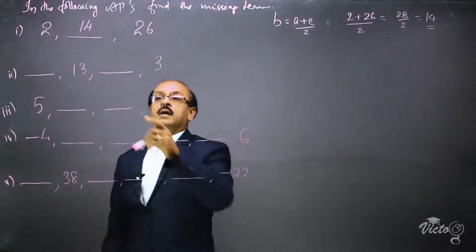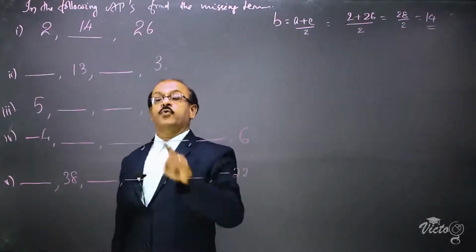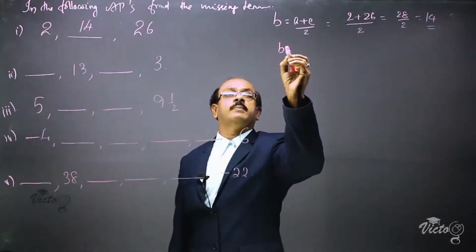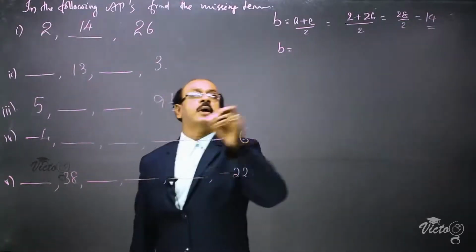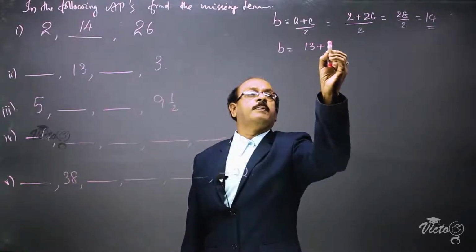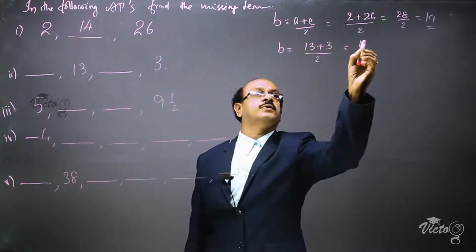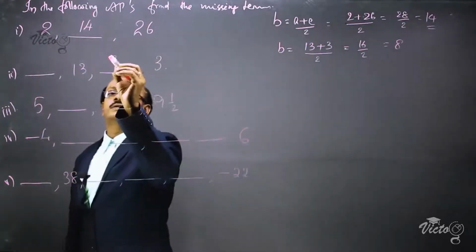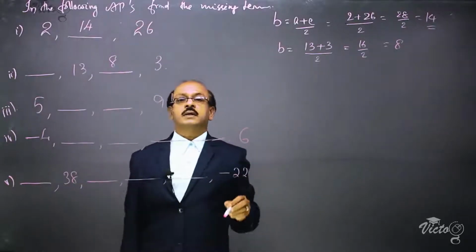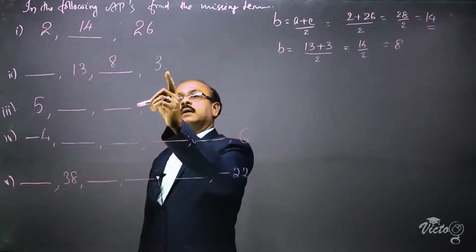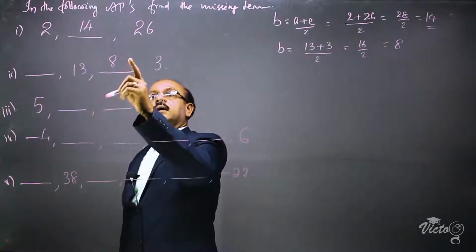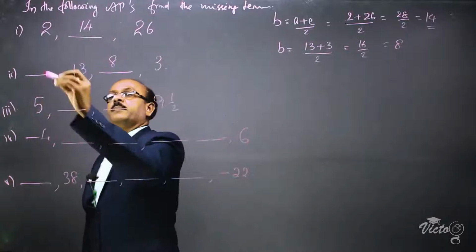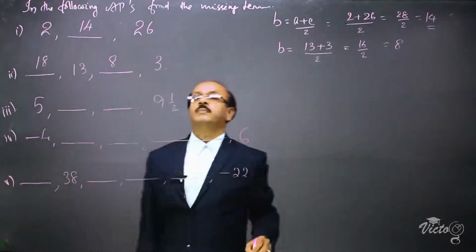Now for the second question, we use the same formula for the second missing term: B is equal to (13 plus 3) by 2, which is 16 by 2, equal to 8. Now we consider the AP in reverse order: 3 plus 5 is 8, 8 plus 5 is 13, then 13 plus 5 is 18, the first missing term.